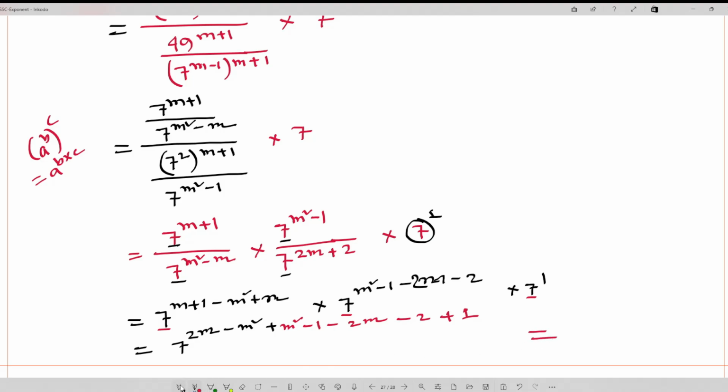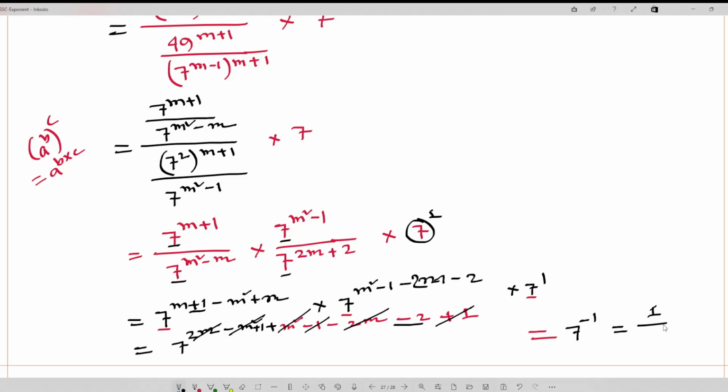Now look what will happen: this 2m and minus 2m cancel out, minus m square and plus m square cancel out, and here is minus 1 and here is plus 1, so it will cancel out. Look, there is also another plus 1 we didn't write, so it should be written right here, plus 1, right. So look, minus 2 and plus 1 will become minus 1, so 7 to the power minus 1.